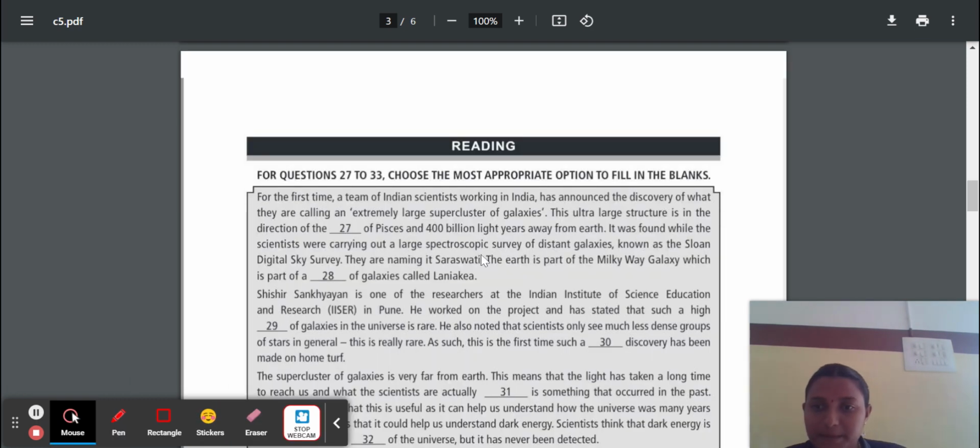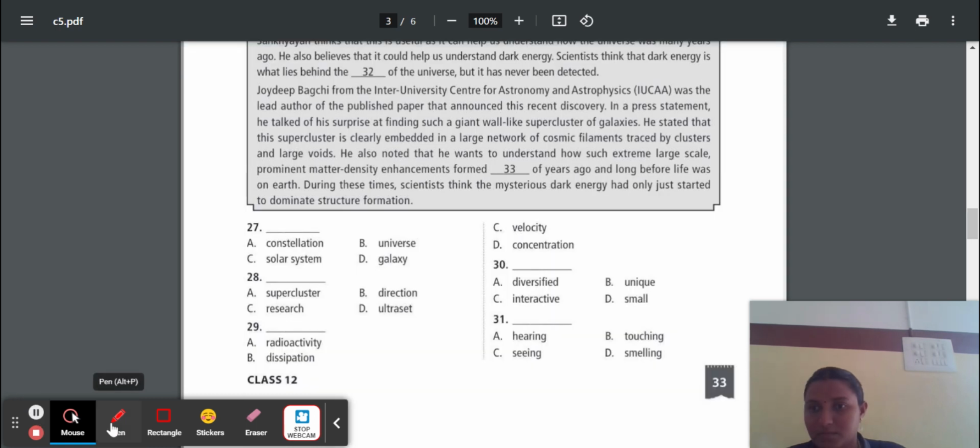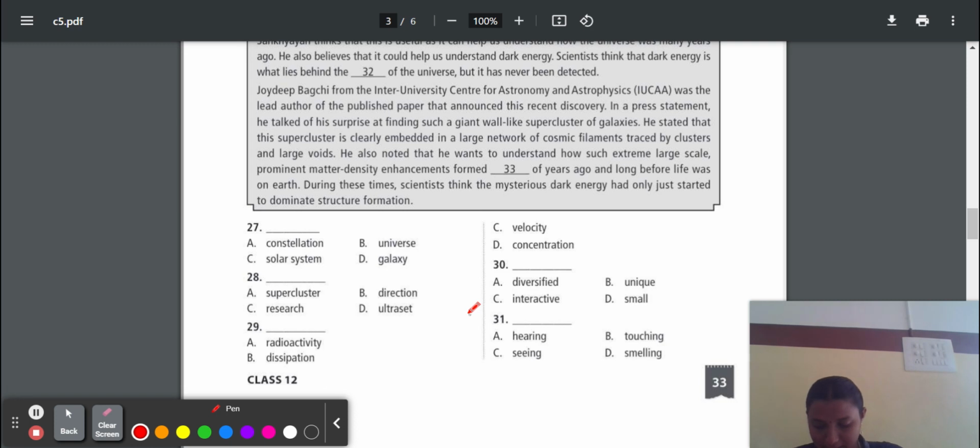Question number 30. This is the first time such a dash discovery has been made on home turf. The options are: option A, diversified means to increase. Option B, unique, being the only one of its type. Option C, interactive means that involves people working together. Option D, small. Answer for the question is option A, diversified.